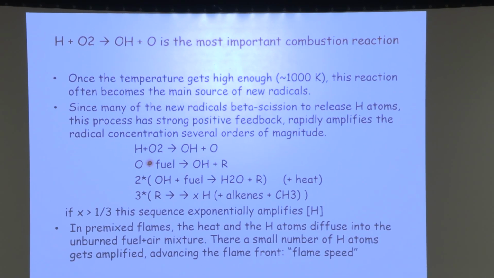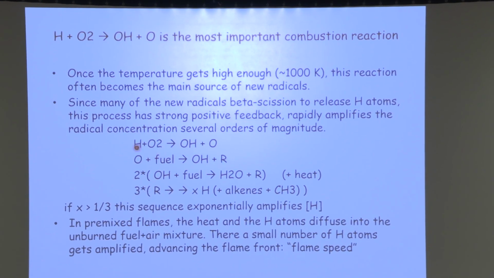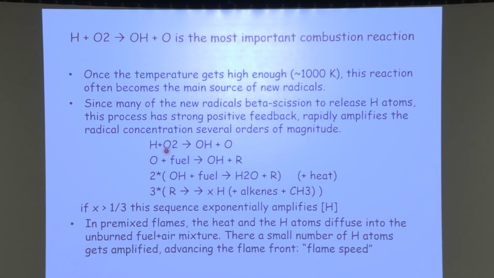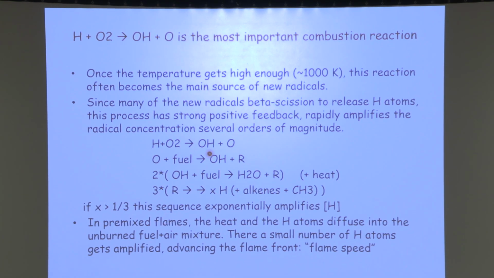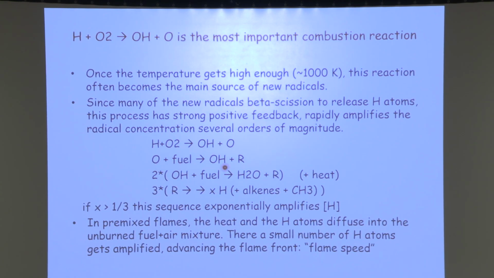And so it usually works this way, H plus O2. If the temperature is high enough, it'll go to OH plus O. If the temperature is low, the H will just stick to the O2 and you'll make HO2. But if the temperature is high enough and pressure is low enough, you'll make OH plus O, and then the O will attack the fuel, make more OH, and then the OH will attack the fuel and make water and a lot of heat because you're oxidizing the fuel. And the radicals will fall apart and make some hydrogen atoms, and they'll go back and do the same thing. This will go over and over again very quickly, in microseconds, and you can have an explosion because you make lots and lots of radicals and a lot of heat.